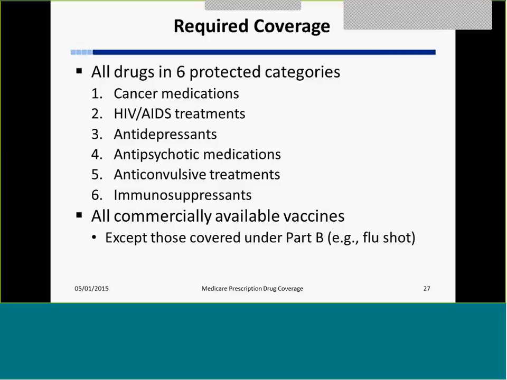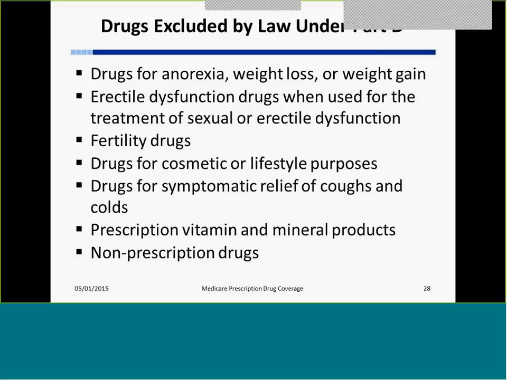Coverage: all drugs in 6 protected categories. So all drugs for cancer, HIV, antidepressants, antipsychotics, convulsives, immunosuppressants. So the formularies are not going to be different from one Part D plan to the other in these. And then all commercially available vaccines, except those under Part B, flu shots.